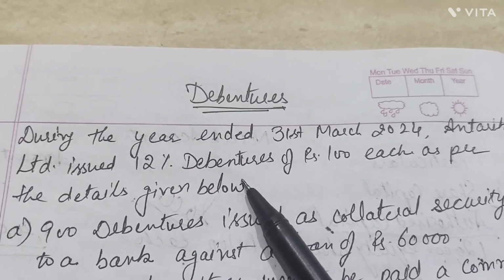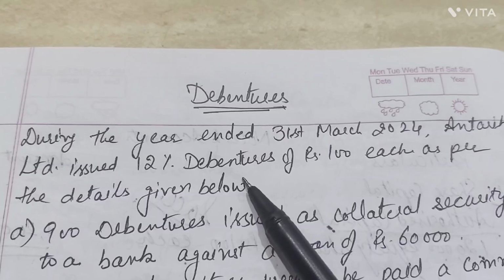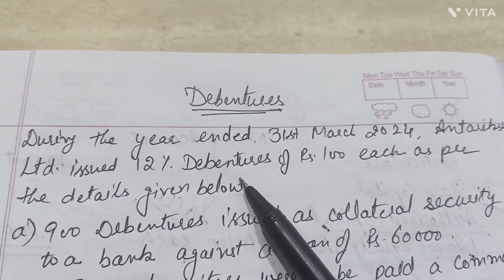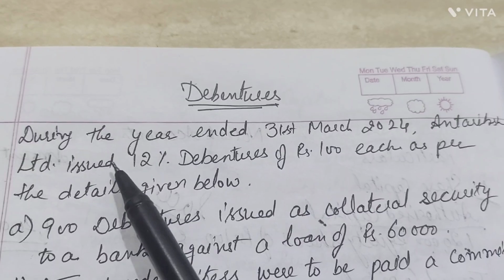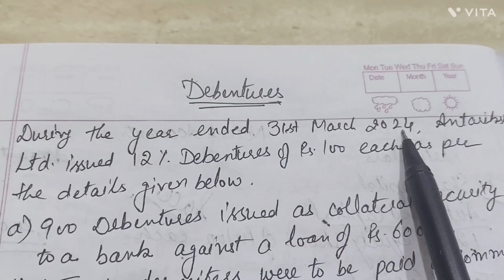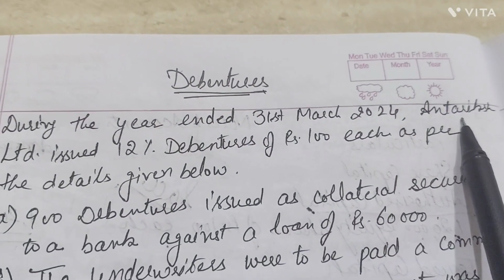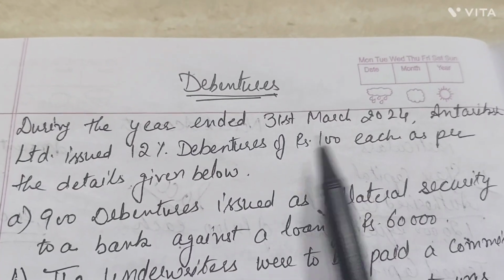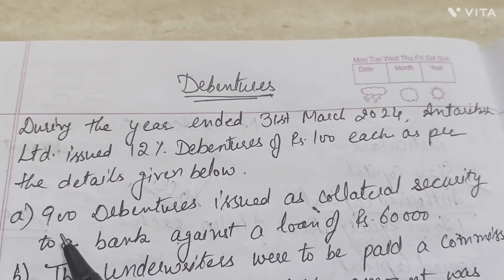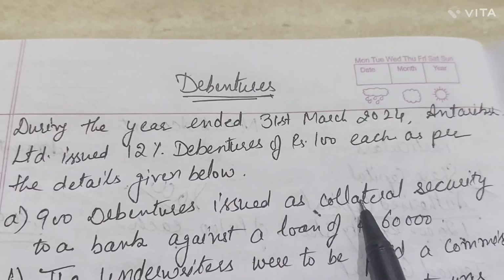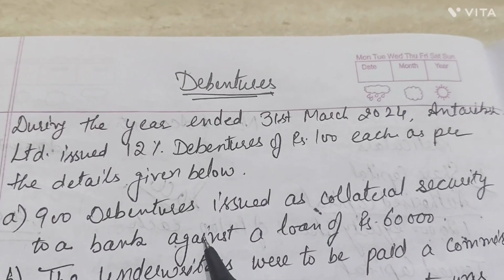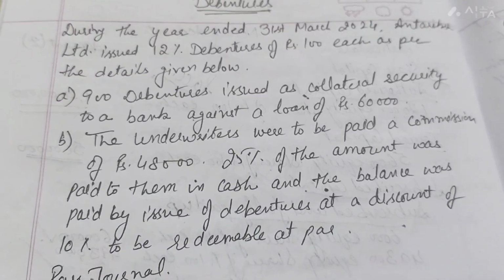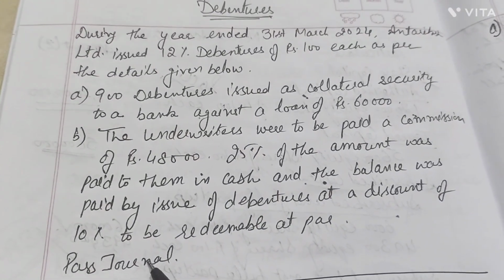Here in front of you is one question from debentures. We will be discussing collateral securities and underwriting commission today. During the year ended 31st March 2024, Antariksh Limited issued 12% debentures of 100 each, as given below. 900 debentures were issued as a collateral security to a bank against a loan of rupees 60,000. In this question, we are asked to pass the journal entries.